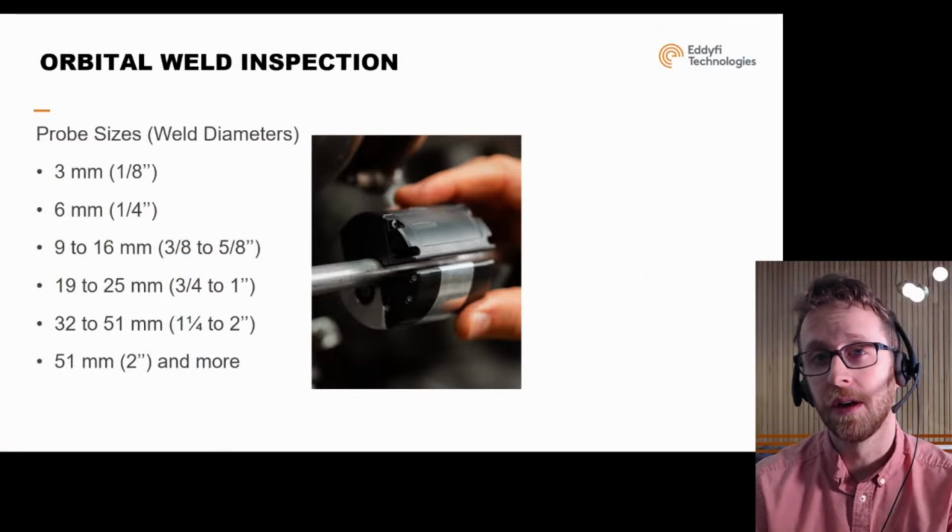The probes themselves are designed to inspect a range of tube diameter. For the smallest tube diameter, 1/8 of an inch and 1/4 of an inch, these are so small that we had to design the probe specifically for both of those diameters, just because the coil and the shoe of the probe where the sensor array is needs to be designed especially for those diameters. For greater diameter, starting at 3/8 of an inch to 5/8 of an inch, we have this probe, for example, right here, that can inspect this specific range of diameters. And for greater diameters, we have two other probes that work up until 2 inches diameter.